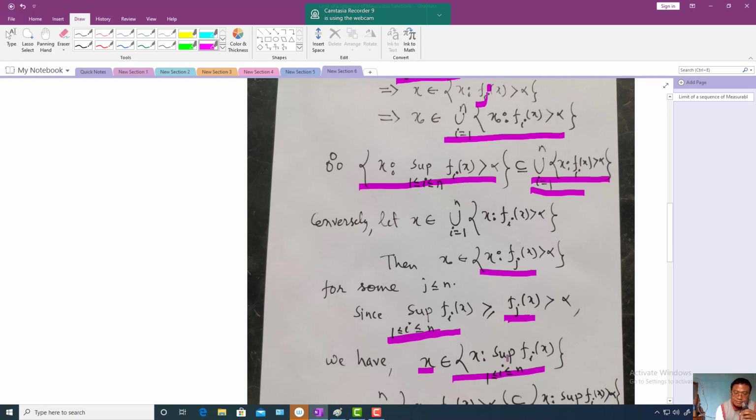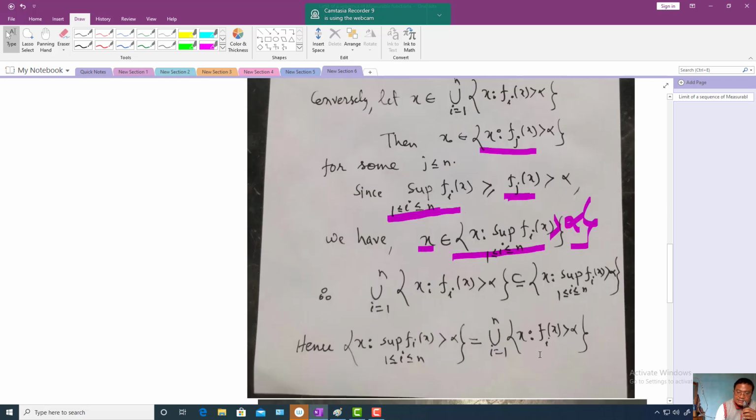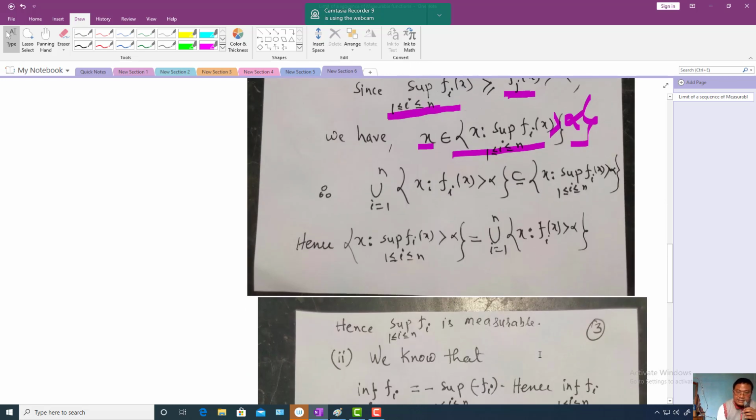What is the set? The set of x such that the supremum of f_i(x), i running from 1 to n, is greater than alpha. I am missing the bracket here; okay, curly bracket finishes here. So x is a member of this one. You take one arbitrary point from here, and that point is also a member of this one. So what does it say? It says that this set is a subset of this set. Therefore the equality is established. So ultimately, this set is exactly equal to this set.